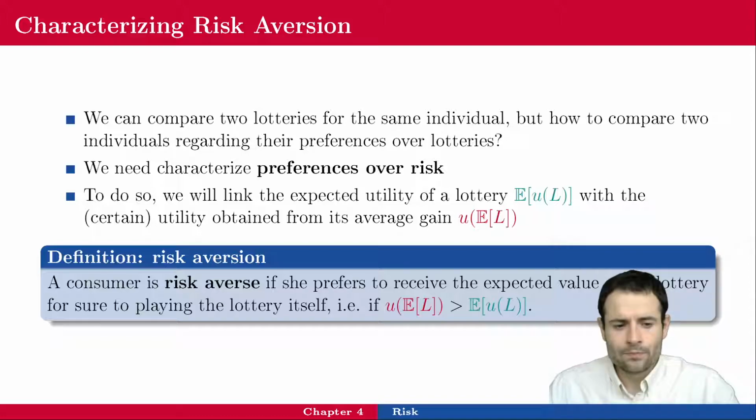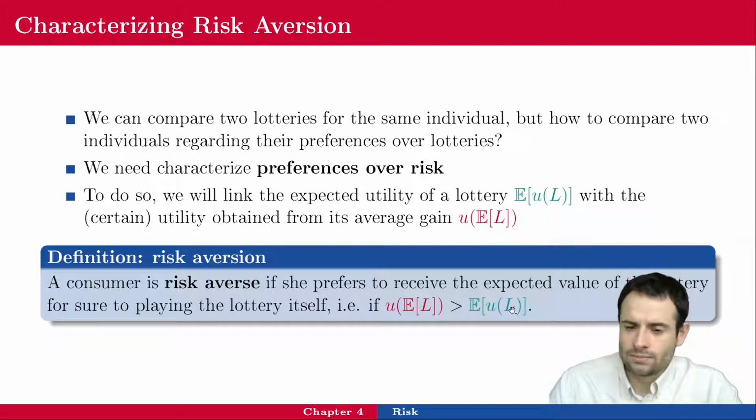So, a consumer is said to be risk averse if she prefers to receive the expected value of the lottery for sure to playing the lottery itself. In mathematical terms, it means that the red term, the utility of the expected gain, is higher than the expected utility of the lottery.